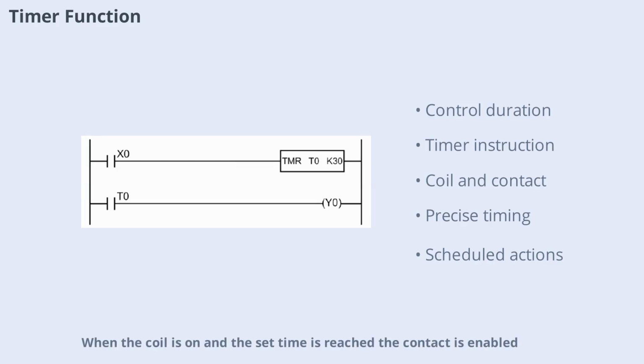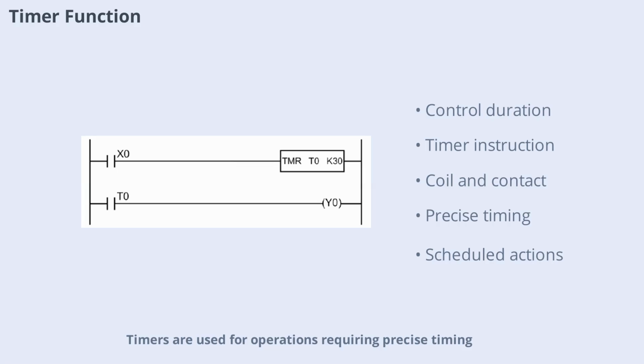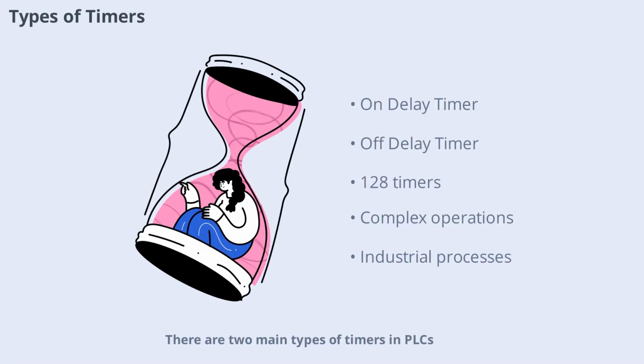When the coil is on and the set time is reached, the contact is enabled. Timers are used for operations requiring precise timing, such as delays or scheduled actions. There are two main types of timers in PLCs: on-delay timer TON and off-delay timer TOF. On-delay timers start timing when activated, while off-delay timers begin timing when deactivated. Delta PLCs support up to 128 timers, allowing complex timing operations in industrial processes.